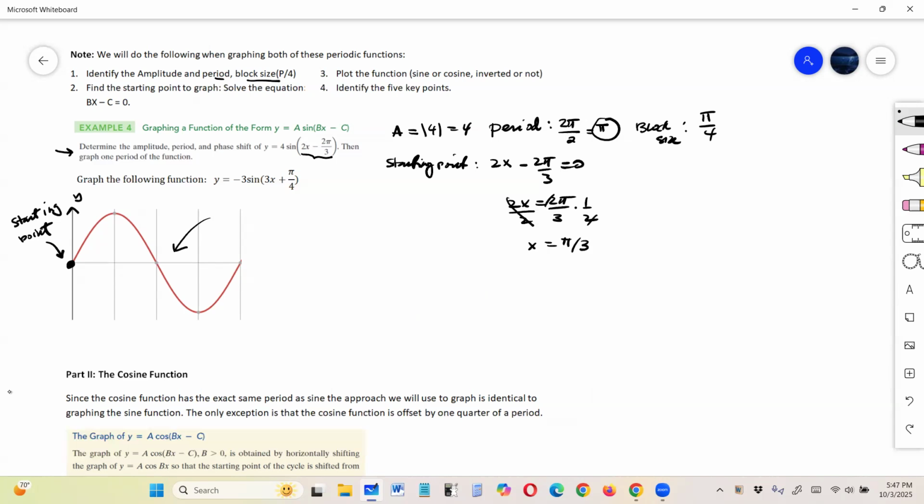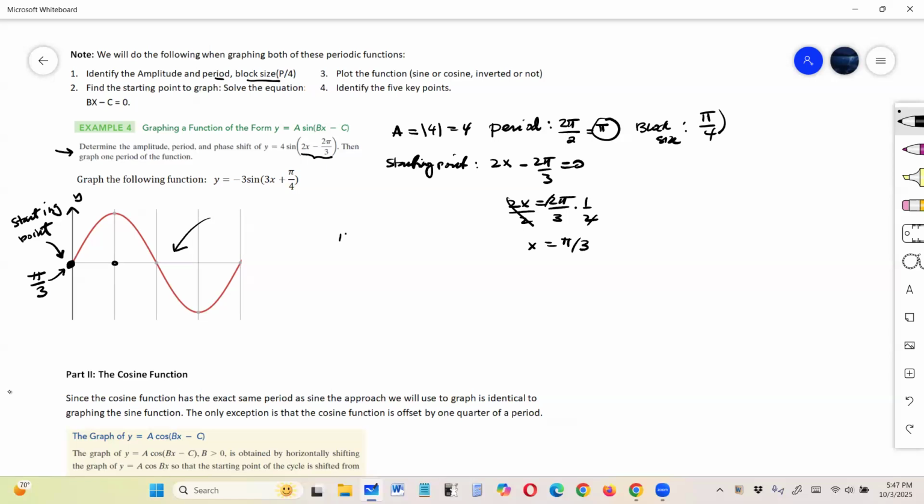So this is pi over 3. So the starting point is pi over 3. Now, I'm going to write something here, but then I'm going to change it. The starting point, this location is pi over 3. I know that the block size is pi over 4. So this location here, the second spot, is pi over 3, obviously plus pi over 4.